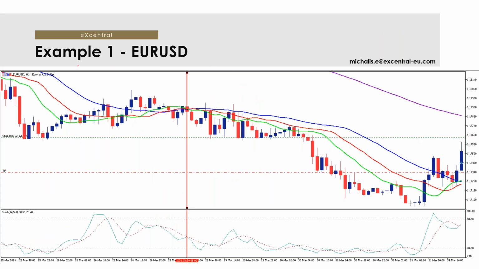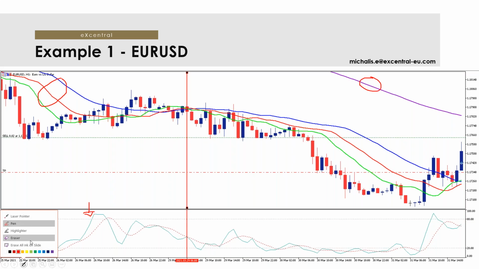So this is the chart itself. These three lines that you can see here, the blue, the red, and the green, this is your alligator indicator. This line here is the 144-day moving average. And also we've got the stochastic oscillator, which is this indicator down here.